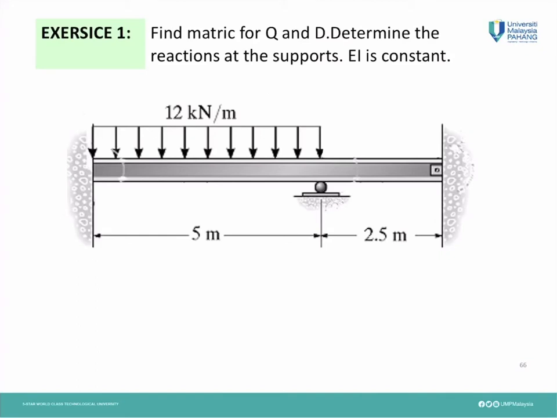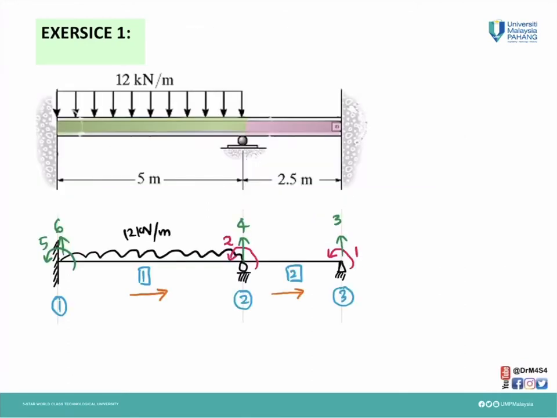Next we're going to do exercise 1. For your information, the numbering for this we done in part 1 already. Hopefully you're going to refer back to how we managed to do those numbering for unknown and known displacement.